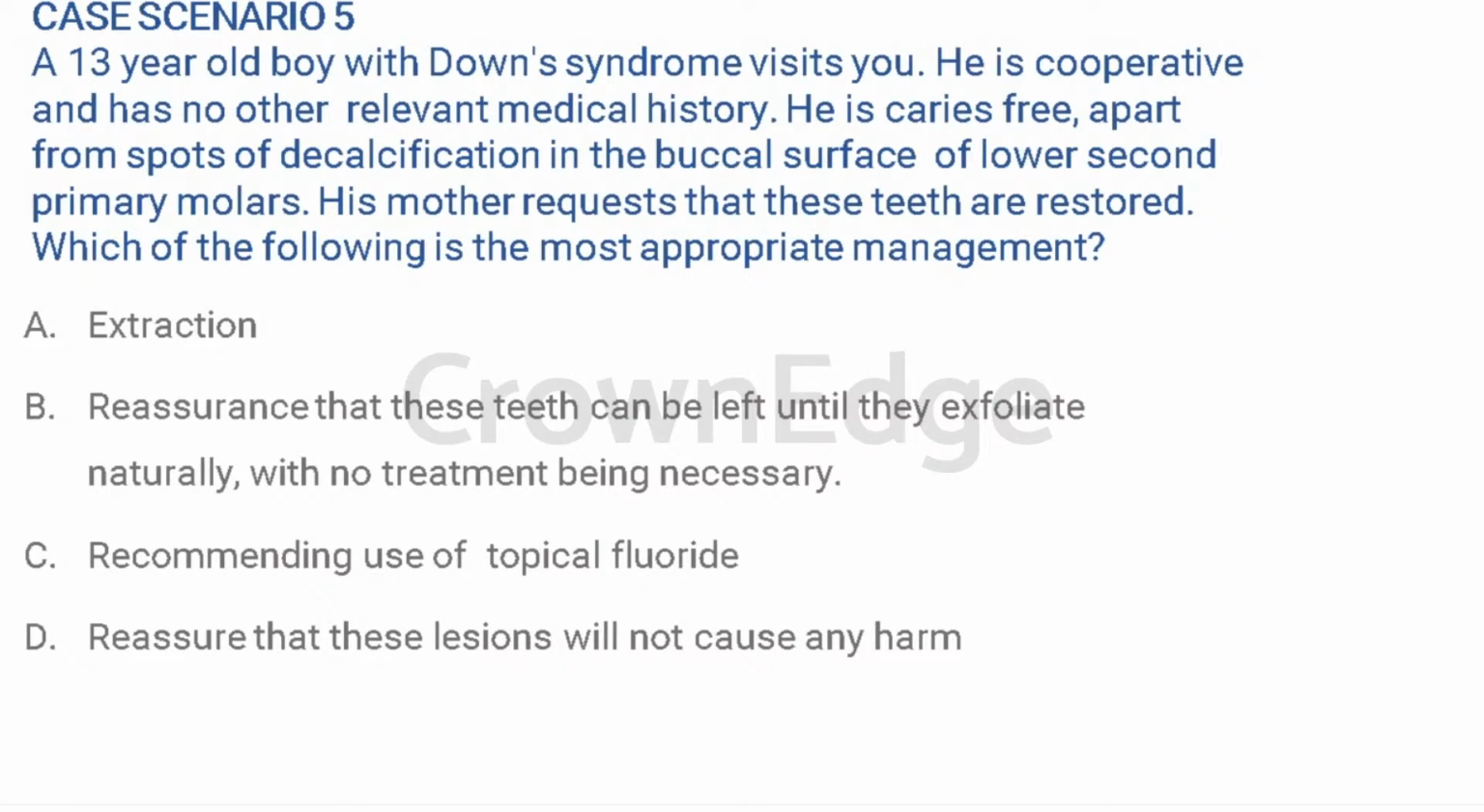Okay, so if this question had been changed, let's say a 13-year-old boy and lower second permanent molars were there, or the first permanent molars were there, in such cases you would have recommended a topical fluoride application. I hope this question is clear to you. Yeah, if you can say yes or no, I would be happy to read your message on the chat box.